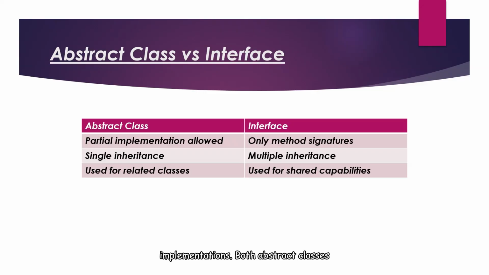Both abstract classes and interfaces help with abstraction, but they serve different purposes. Abstract classes allow partial implementation and are suited for closely related classes. Interfaces define capabilities and allow multiple inheritance, ideal when different classes must support the same behavior.